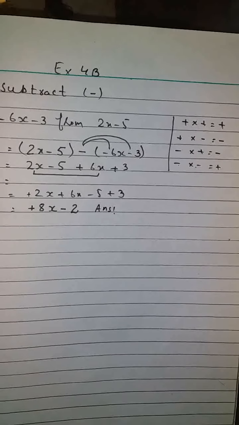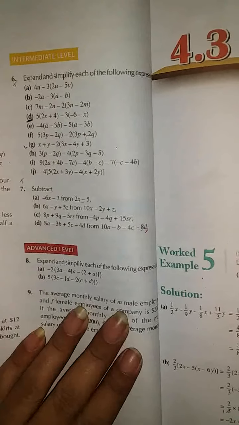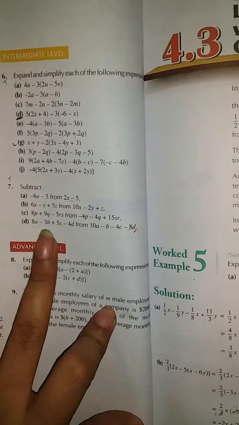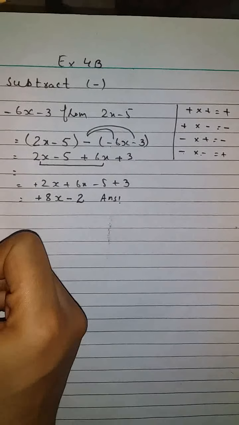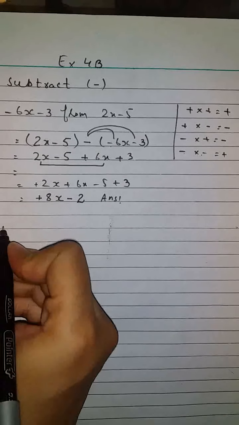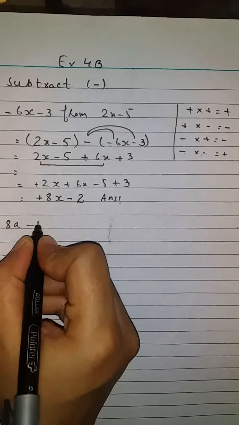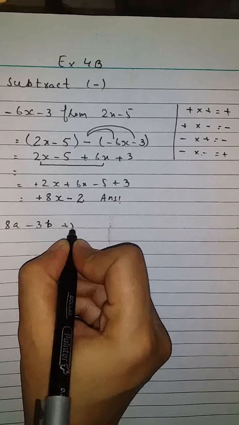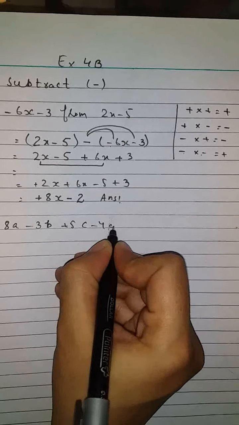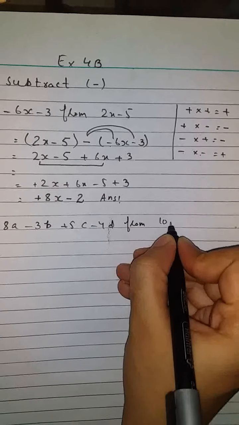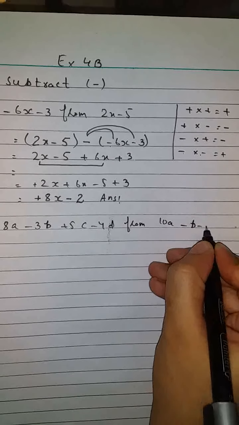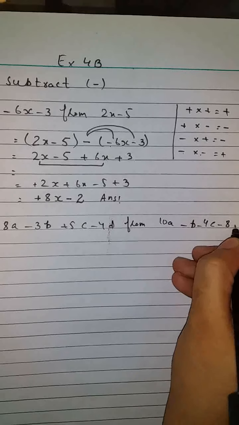After this, I will tell you about part D. Part D is: subtract 8a minus 3b plus 5c minus 4d from 10a minus b minus 4c minus 8d.